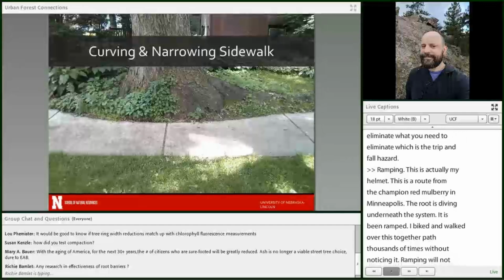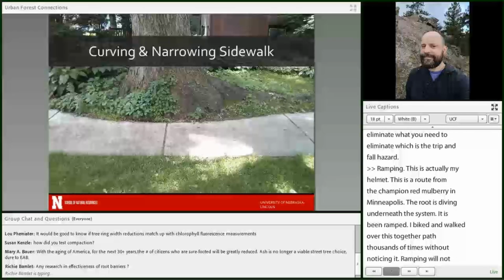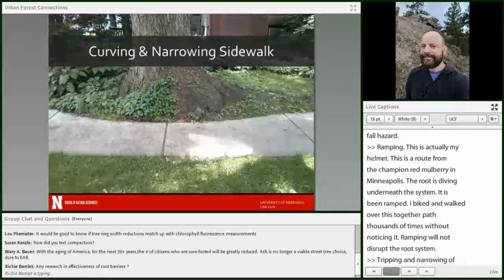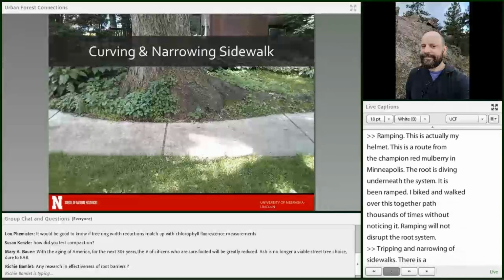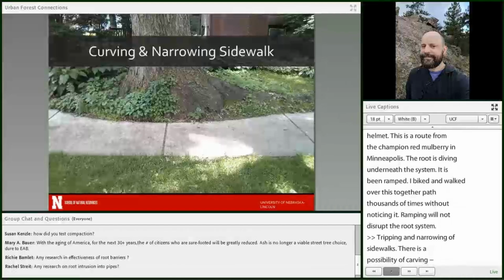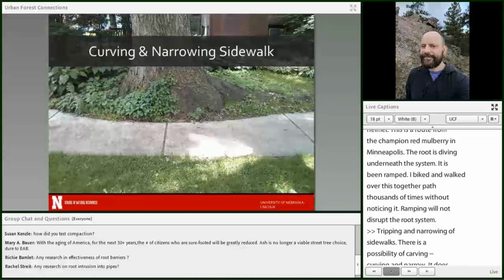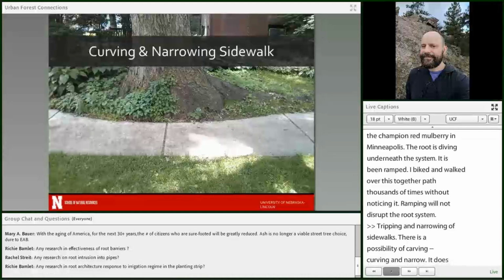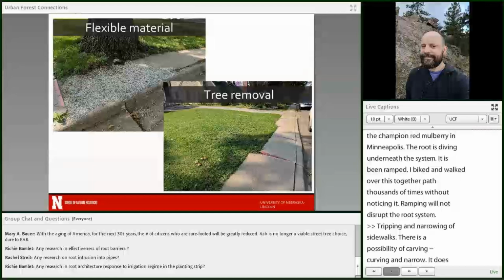Curving and narrowing of sidewalks. So there is the possibility of curving, although watch that. If you can curve and narrow without disrupting the root system, this means the sidewalk before and after is wider, which is nice for people to pass through, but it does allow you to narrow it just at the tree to avoid or minimize impacting the tree's stability.